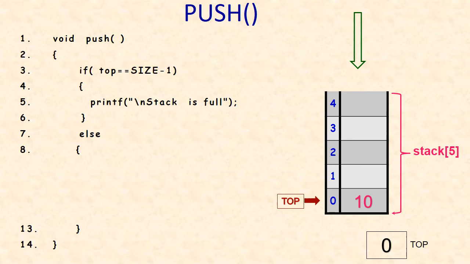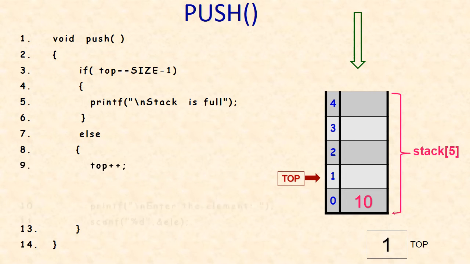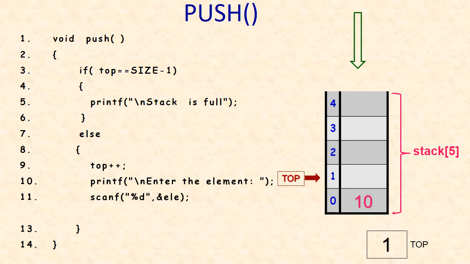Now the current value of top is 0, so I am incrementing the top so that top will become 1. Now top points to the second index. Then read a new element. Let us say 20 is the element value you read. Then assign that value to stack of top. What is top now? 1. So stack of 1 is equal to ELE. In the array, in the second position, you are going to place 20.